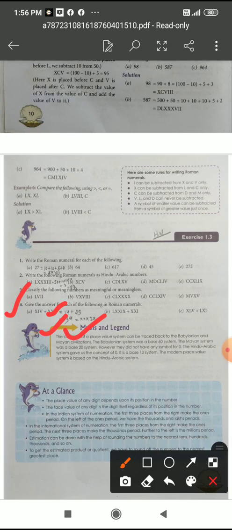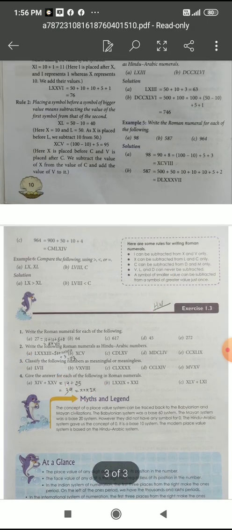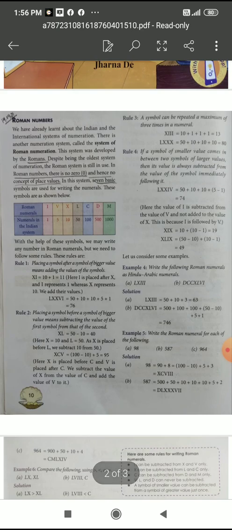Like this children you complete exercise 1.3. This is your homework. Before you start this exercise, again you read all the rules and this table and all the examples. Okay children? Thank you.